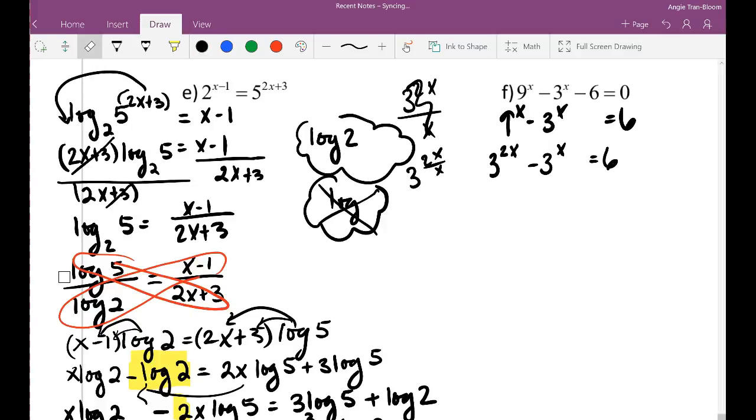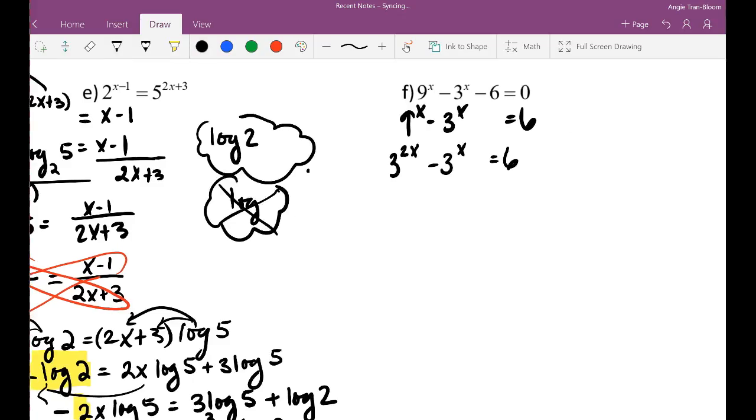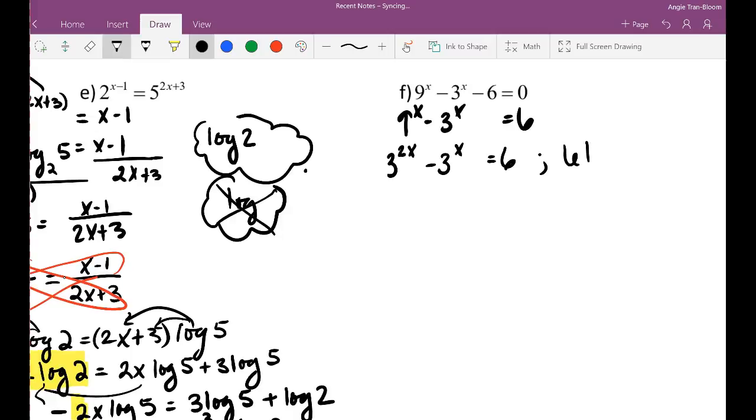Now, have we tried everything? Yes, and that's fine. I'm so happy you did. I'm going to give you a hint. I'm going to let some variable, let's pick u, equal 3 to the x. Is that okay? Now that I have used u equals 3 to the x, can you please rewrite this equation, substituting in u if possible?